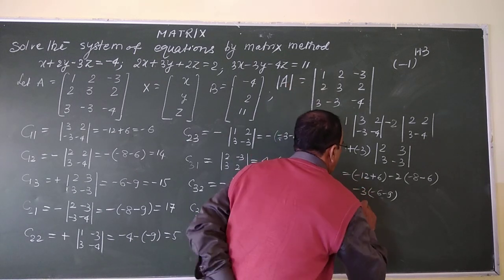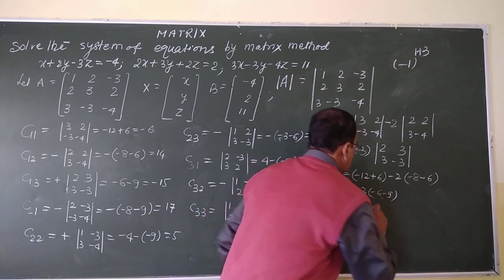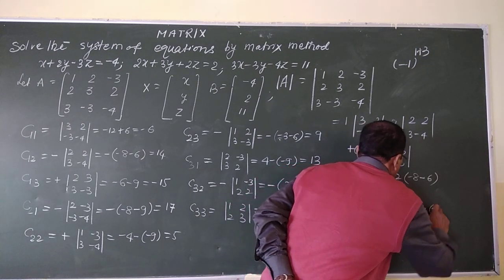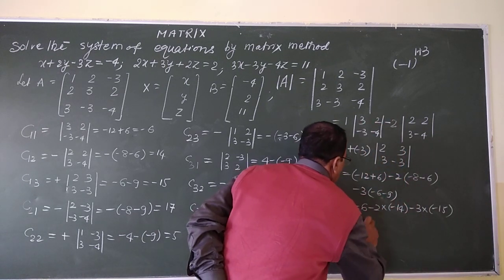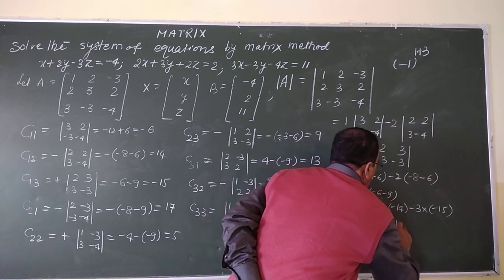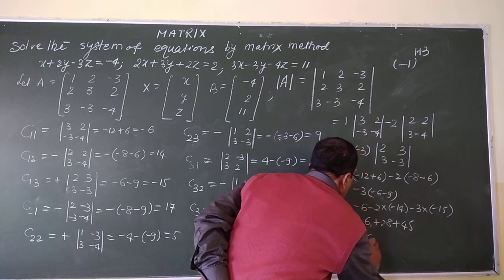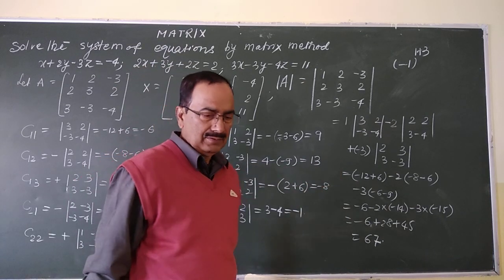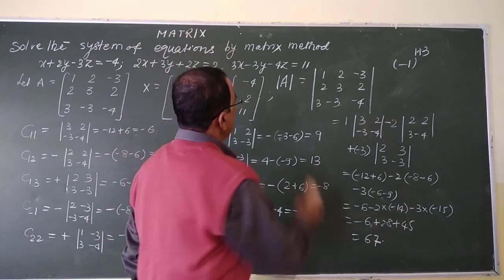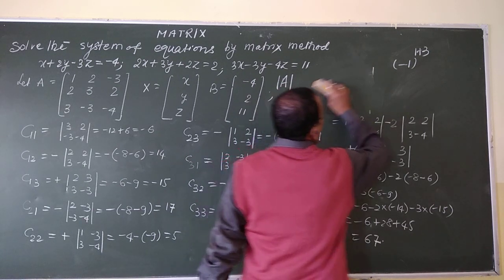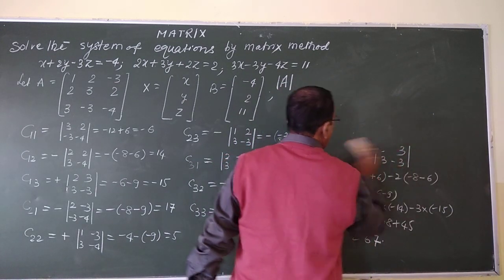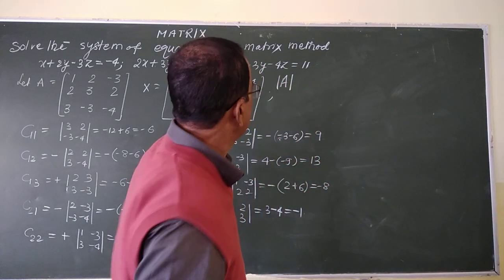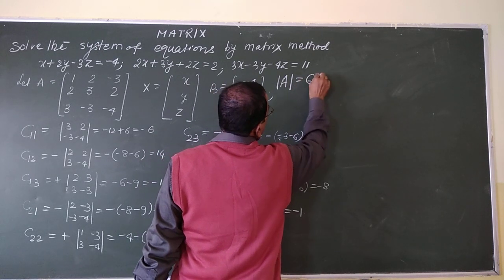Minus 12 plus 6, minus 6. Minus 2 into minus 14. Minus 3 into minus 15. So minus 6 plus 28 and plus 45. This is equal to 67. So determinant of matrix A is 67. In this way we find the determinant of any matrix. So determinant of A is 67.